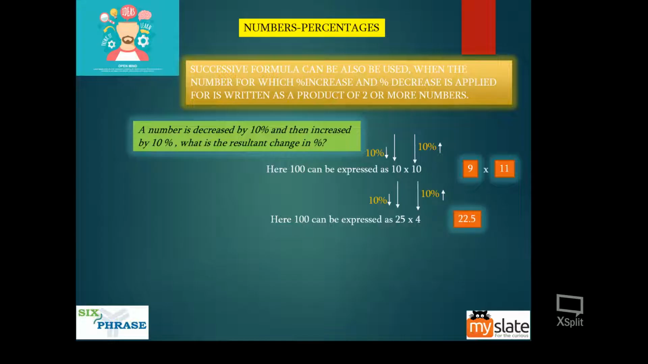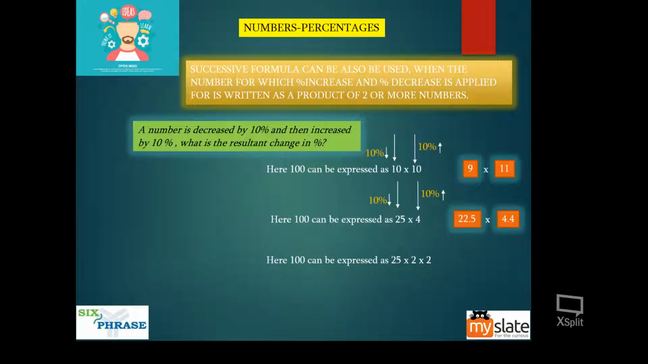Now, if you decrease 25 by 10 percent, you will get 22.5. If you increase 4 by 10 percent, you will get 4.4. Guys, 22.5 into 4.4 is nothing but 99. You get the same answer, 99.